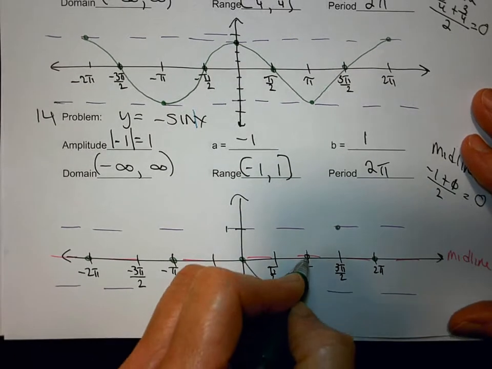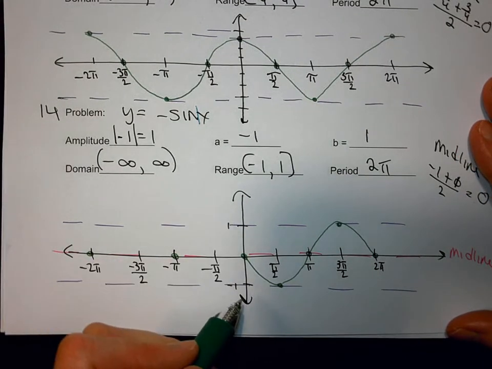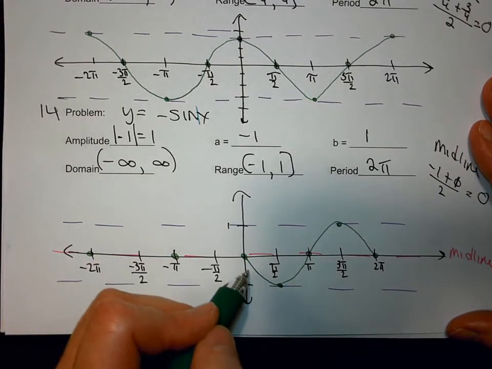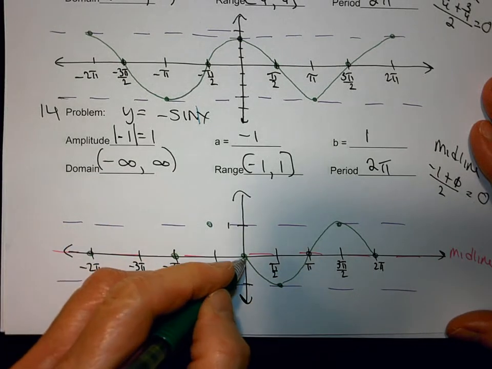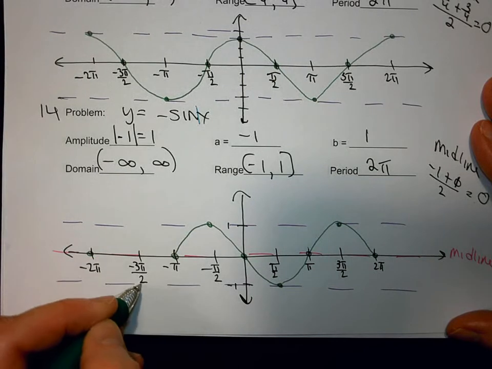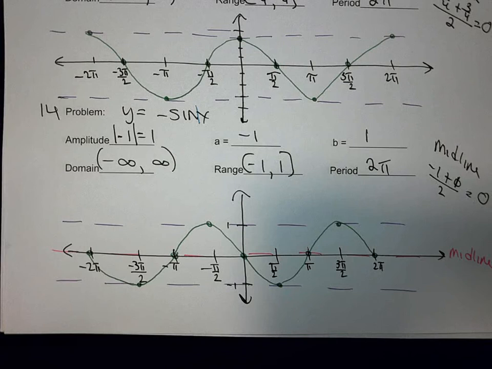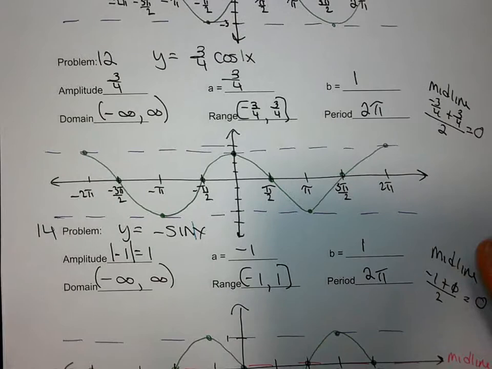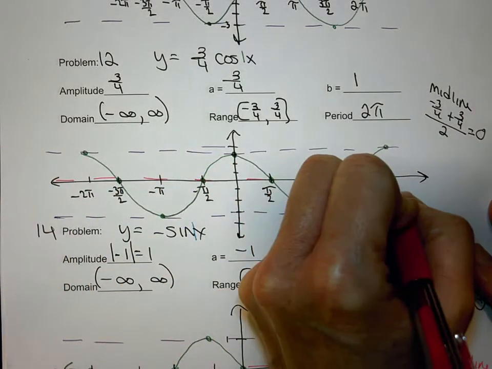So there's my right-hand side from the x-axis, and then I've got to continue the pattern. I was down, so now I have to go up. So that'll come around, and then I have to finish it off down. So it's just the flip of a sine graph. It's going down first because of the negative. Okay, that's number 14. Let's go back up to fix 12, because I should have just put the midline on so you realize where it is.